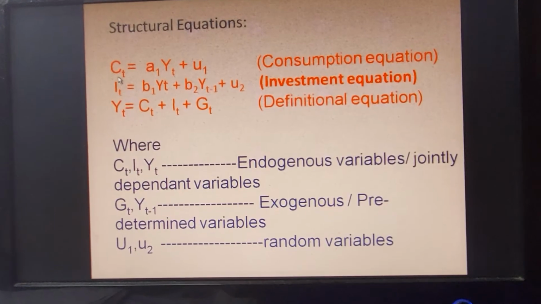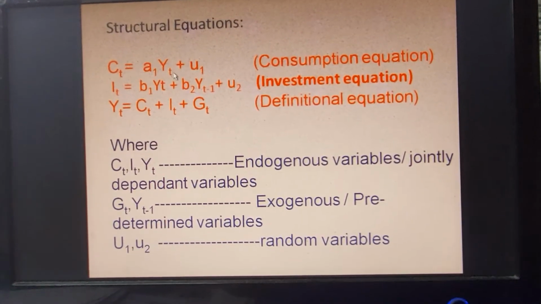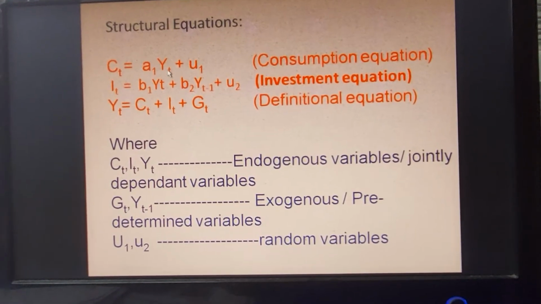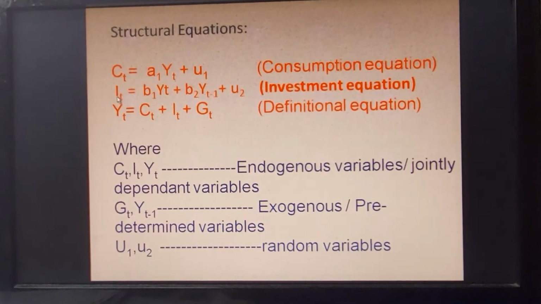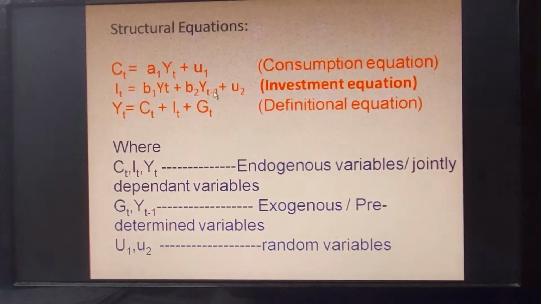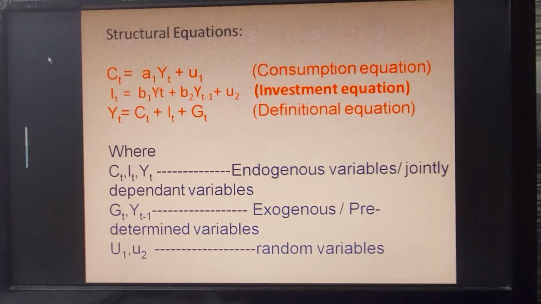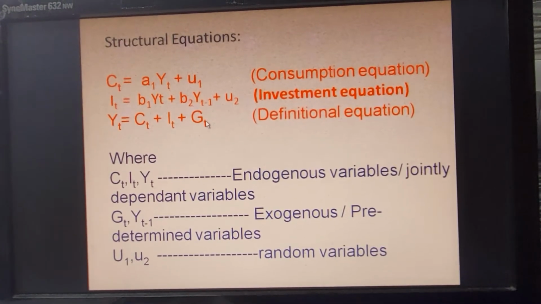In the consumption equation, Ct is the function of Yt, that is the value of Ct is determined by Yt. In the investment function, the value of investment is determined by Yt and the previous year value of Yt, that is Yt minus 1, and Yt is the sum total of Ct plus It plus Gt.